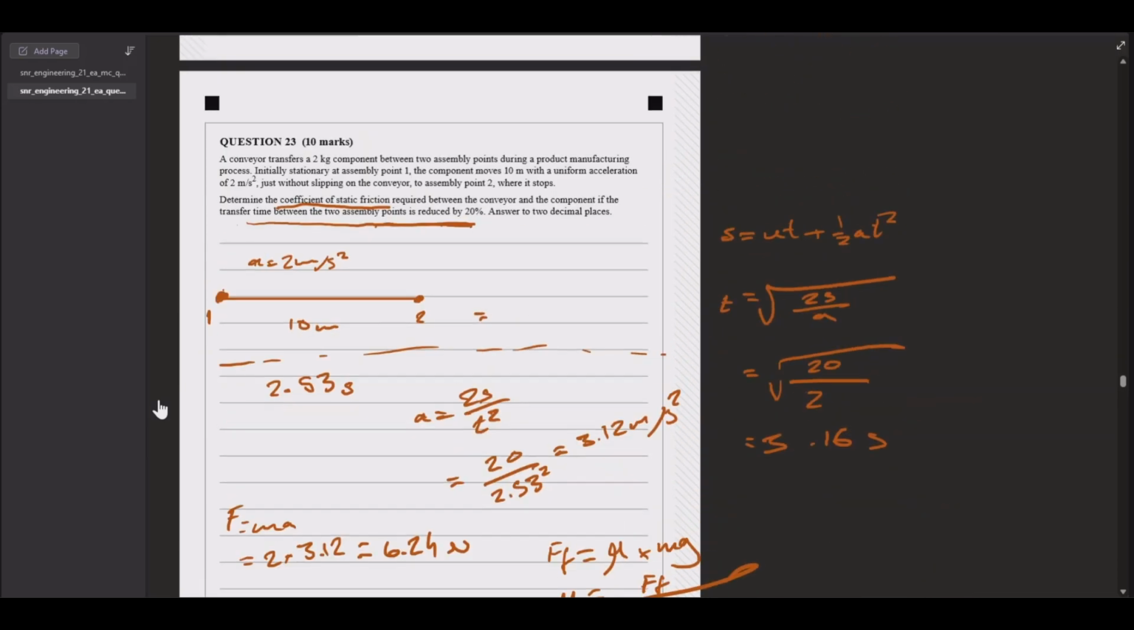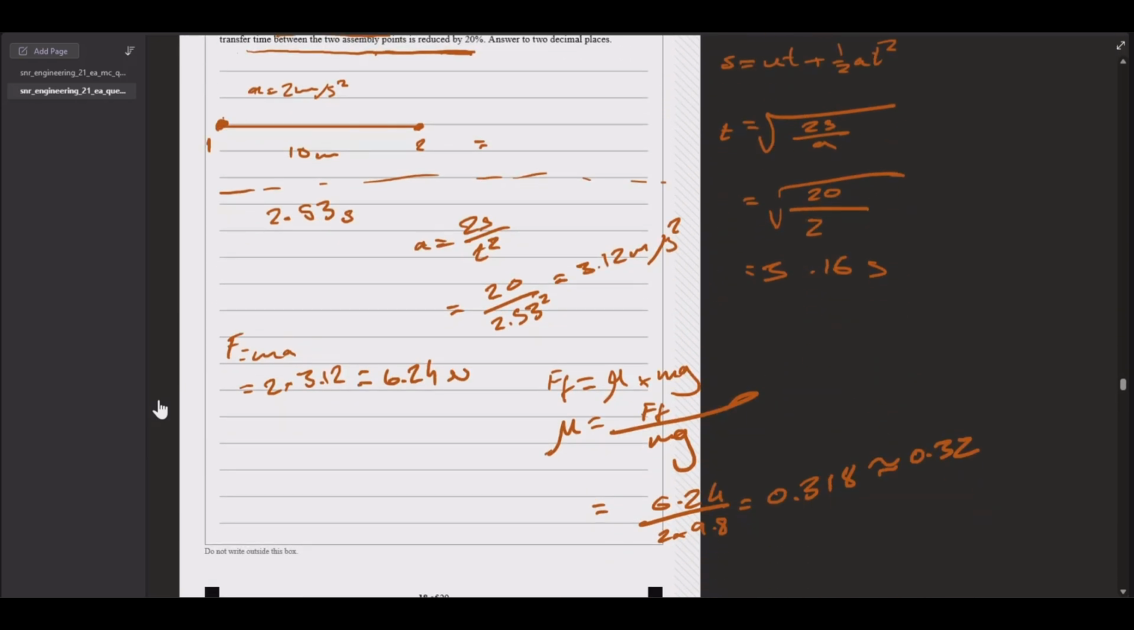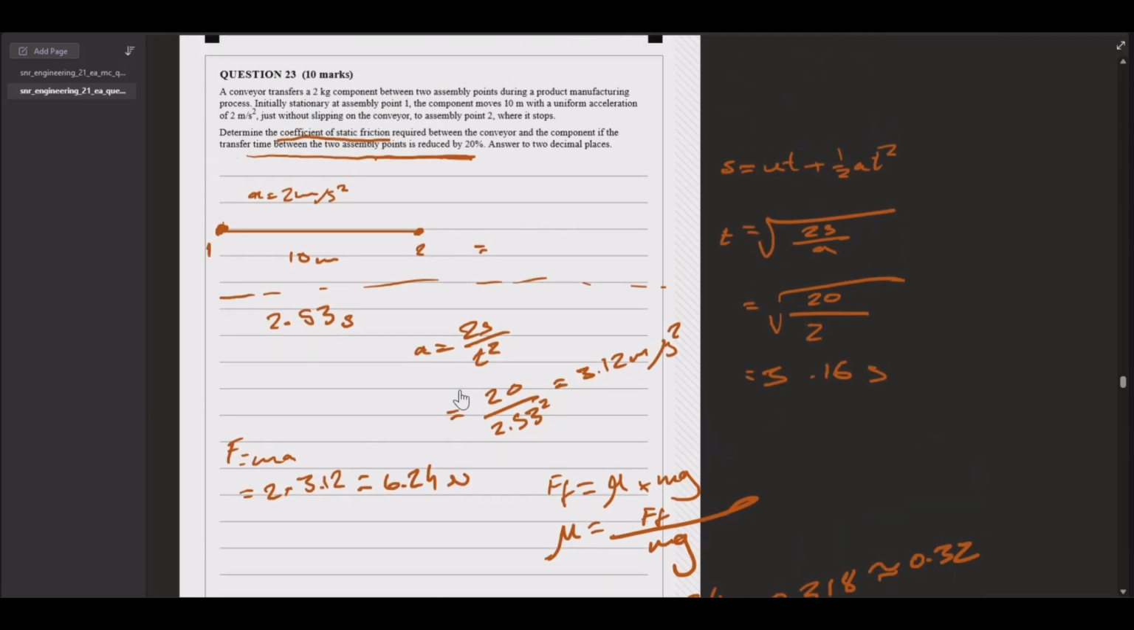That's all there is. So yeah, that question really just depended on understanding that the component needs to not slip, and therefore Ff and the acceleration due to the conveyor belt must be equal. So then you can just sub them in. Alright.